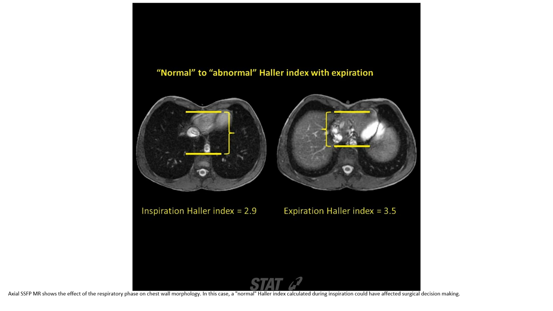This is the axial SSFP MR, showing the effects of the respiratory phase on chest wall measurements. In this case, a normal Haller index calculated during inspiration could have affected surgical decision making. So, inspiration Haller index 2.9, expiration Haller index 3.5.